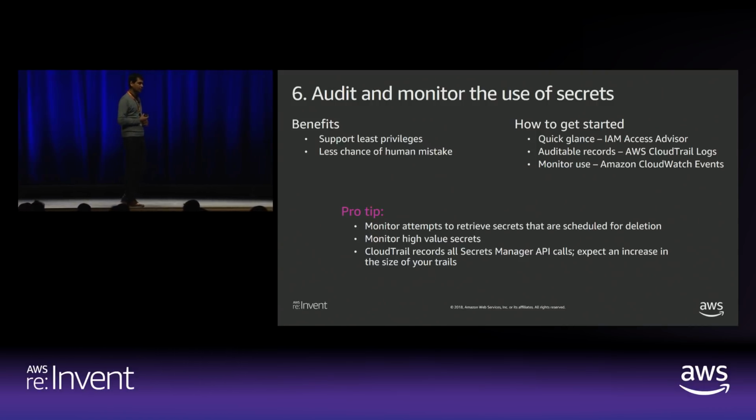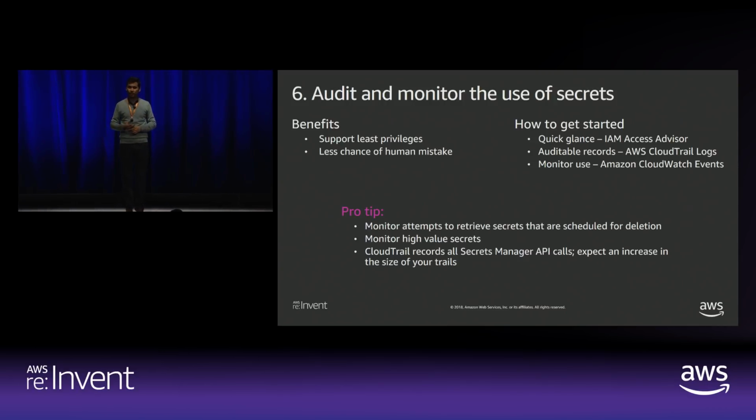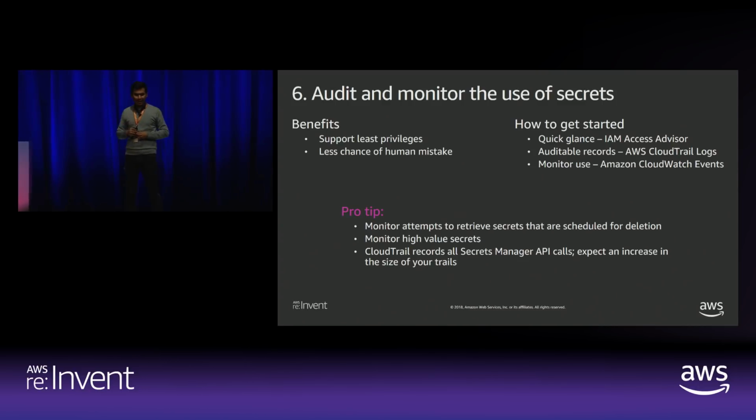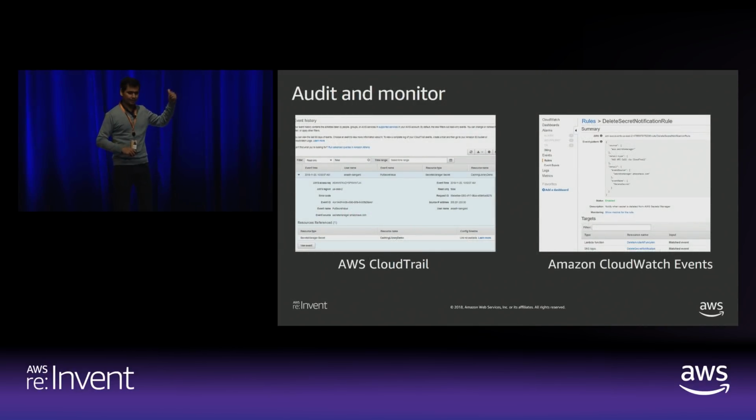You should also monitor access to high-value secrets. So production database credentials, SSH keys for your production instances, things like that. And remember, CloudTrail records all Secrets Manager API calls, right? So expect an increase in the size of your trails once you start using Secrets Manager. I figured I'll include some screen grabs to show what a typical CloudTrail record would look like, as well as how you can set up a monitoring alarm with CloudWatch events.